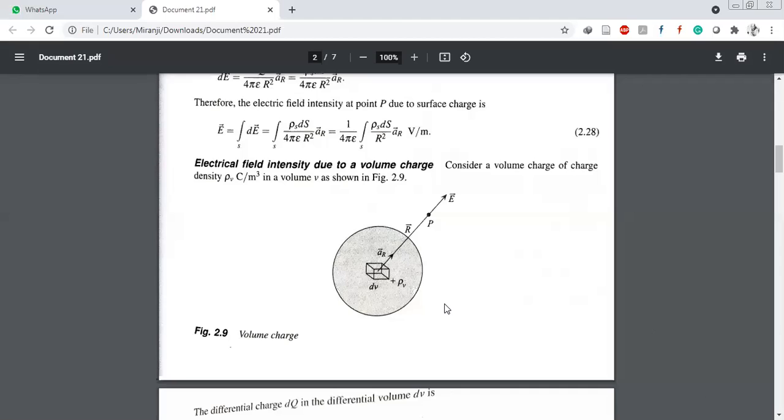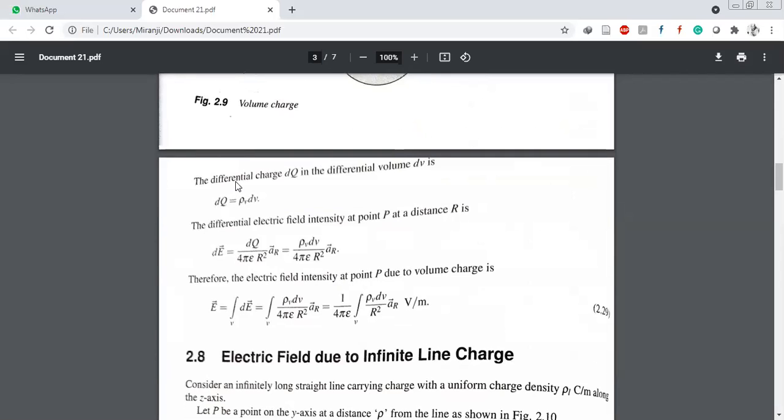Okay, field intensity due to volume charge density. Okay, the same concept like charge density. See here, the differential charge dq in the differential volume dv. So again, dq equal to rho v into dv. Simply q equal to rho into v. Okay, that is the general definition. Okay, rho equal to q by v, right?